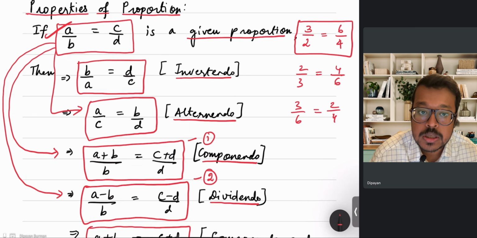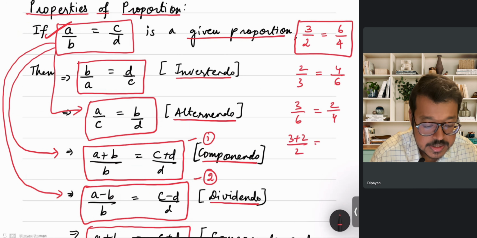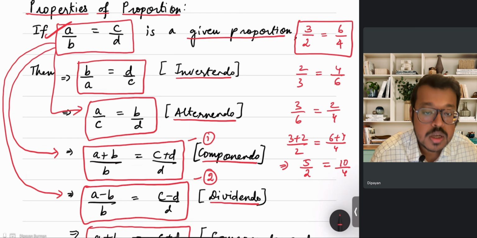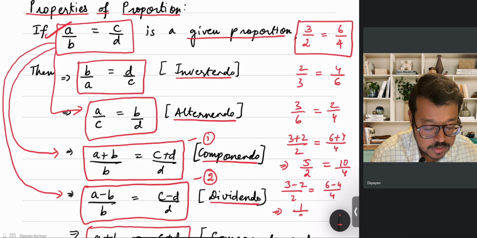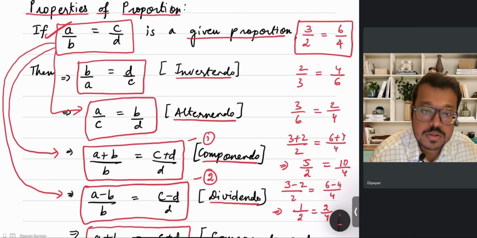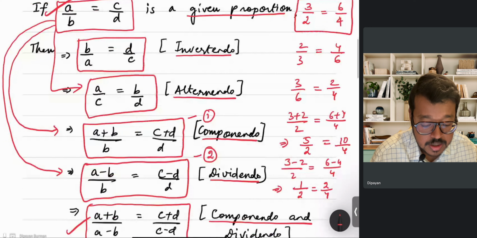If I had applied componendo to my original proportion, then I will get (3 plus 2) by 2 is equal to (6 plus 4) by 4, which results in 5 by 2, or 5 is to 2, equals 10 is to 4, which is also true. Or if I had applied dividendo, then I would get (3 minus 2) by 2 equal to (6 minus 4) by 4. So the resulting proportion would have been 1 by 2 equals 2 by 4, which is also true.